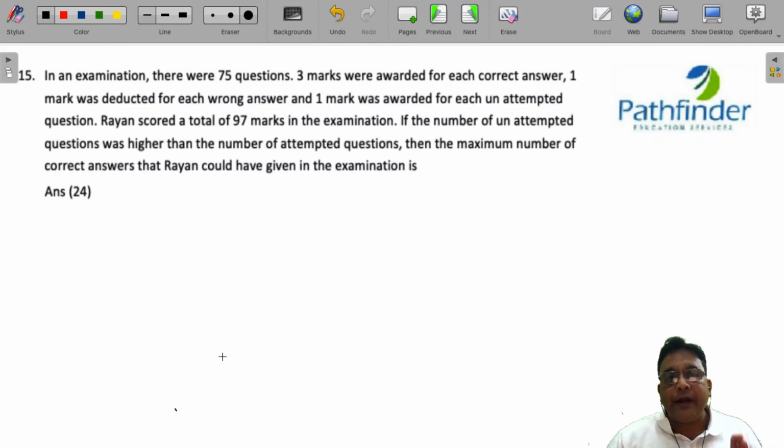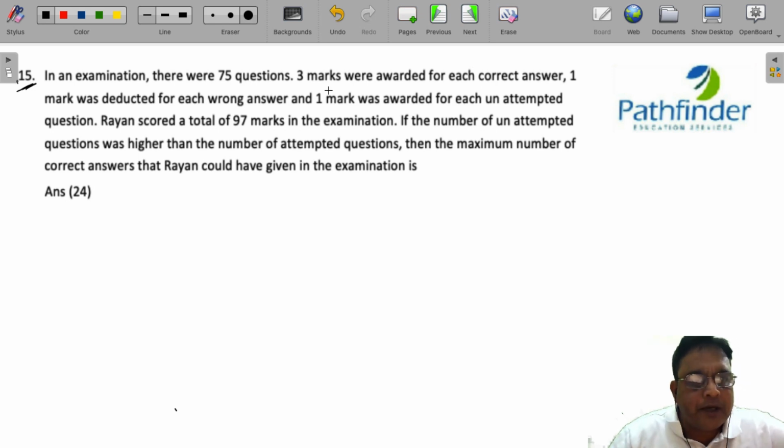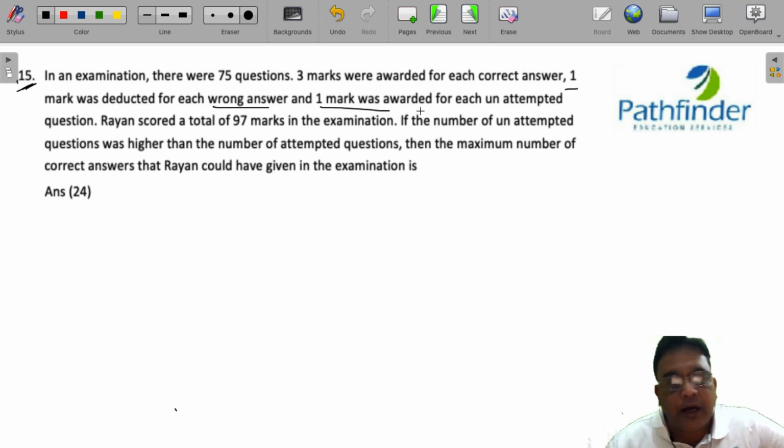CAT 2022, Slot 2, Quantitative Aptitude, question number 15. In an examination, there were 75 questions. 3 marks were awarded for each correct answer. 1 mark was deducted for each wrong answer, and 1 mark was awarded for each unattempted question.